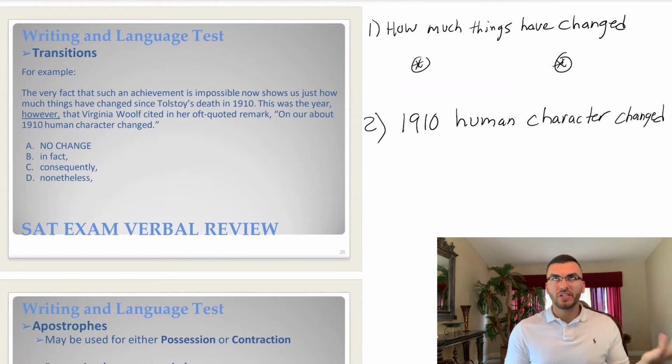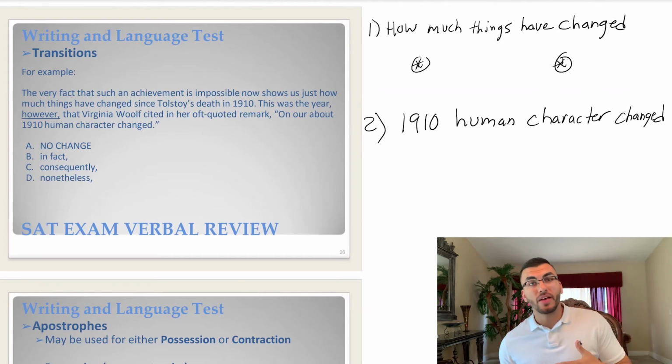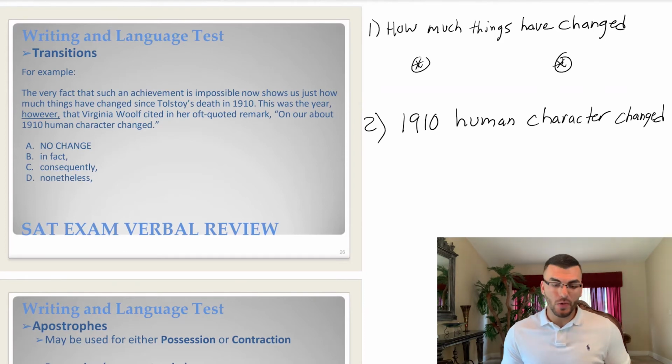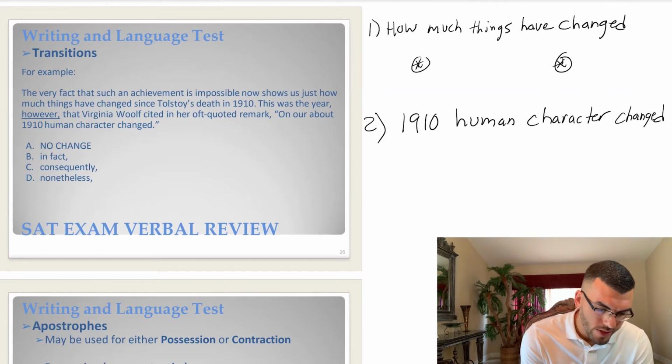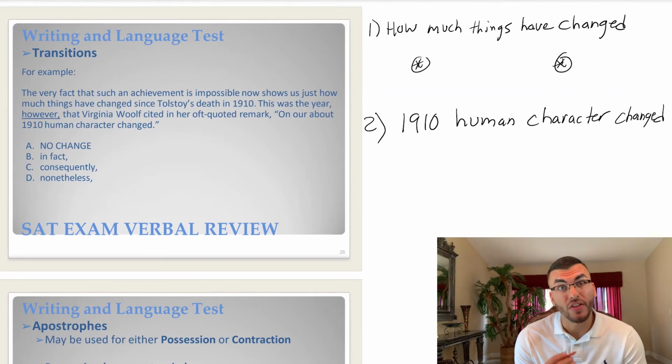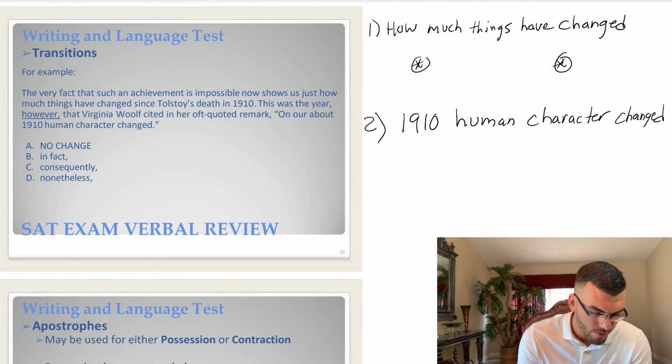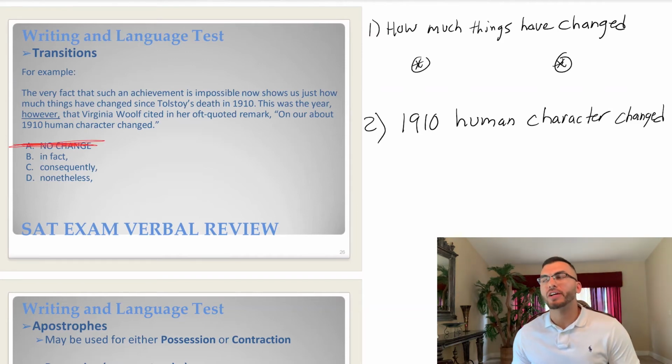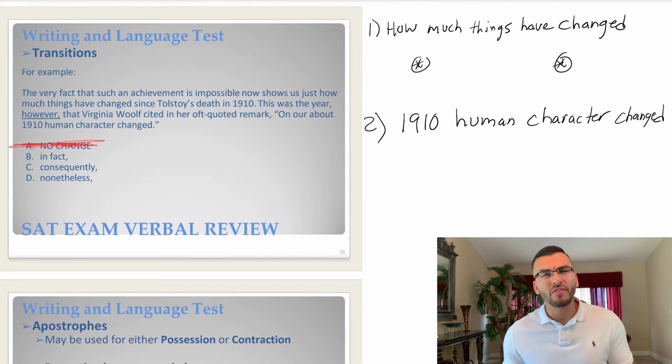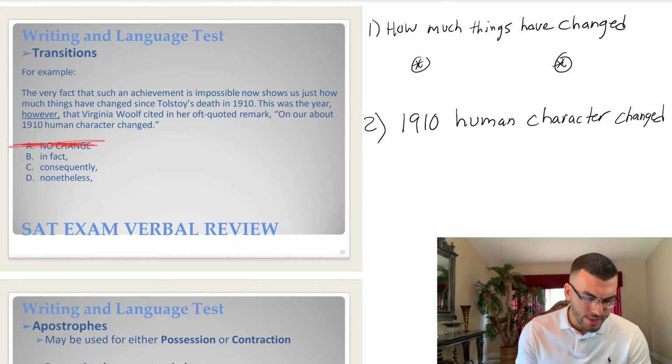So how much things have changed? In 1910, human character changed. Do we have same direction? Do we have a change of direction? What's kind of going on here? Well, definitely not a change of direction. That much we can figure out. So, however, that's definitely not the correct answer because however is changing direction. He was really sick. However, he went to school. So that's not right.